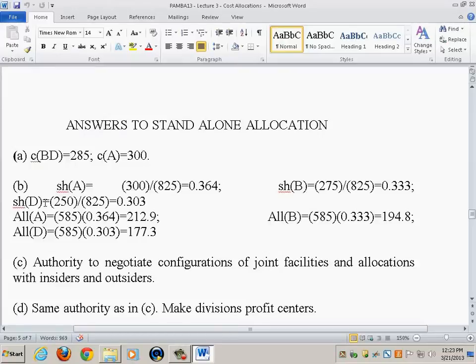Well, they say, okay, why don't we allocate using shares of allocation? Share A, share B, and share D are the allocation shares used to allocate.